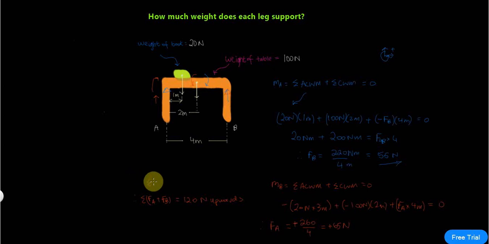So therefore, the sum of forces is equal to 0, and the sum of moments equals 0, which is what we need in order to have static equilibrium. So everything kind of checks out.